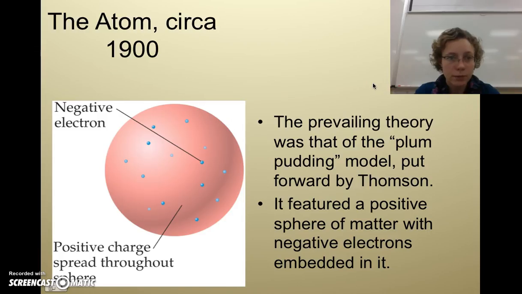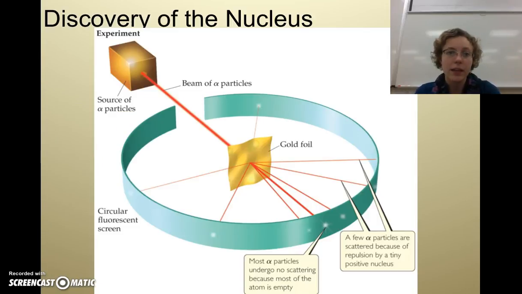So he looked at radioactivity. So the atom currently, which is around 1900, that's what circa means, around that estimated time, we have the plum pudding model by Thomson, which was a large positive sphere, and then your negative electrons spread randomly, kind of like raisins are in plum pudding. And those negative electrons are embedded into the positive sphere.